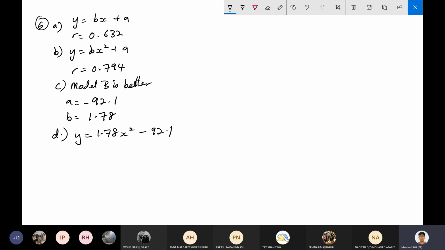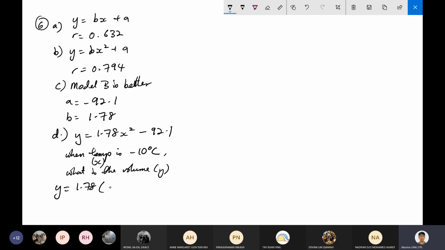And what you are asking for, question D, is when the temperature is minus 10 degrees Celsius, what is the volume? So temperature is your x variable. What is the volume, which is the y variable? So what you do is, what is y when 1.78 times the x value, 10 squared, minus 92.1. So y, the volume, is 85.9 centimeters cube.